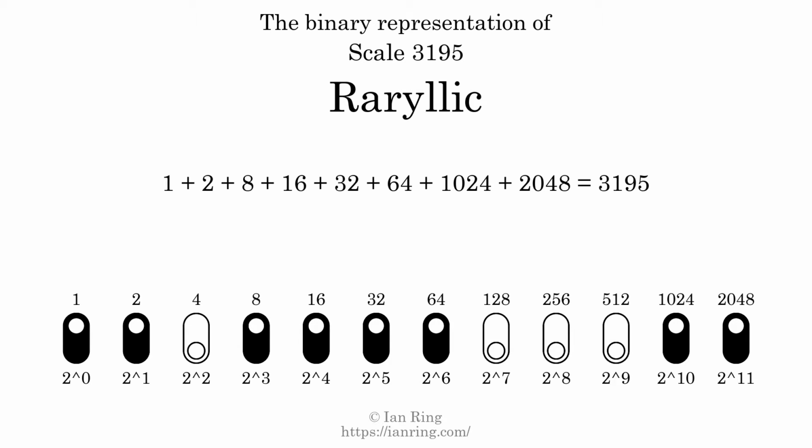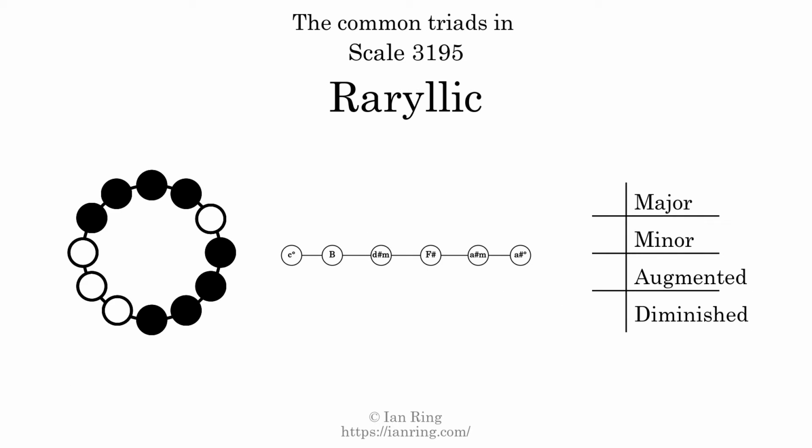3195. The scale number not only enumerates the scale with a unique index, but it also literally describes the tonal content of the scale. Represented as a binary number in base 2, the scale number is 110011111011. Here are the common triads present in this scale.